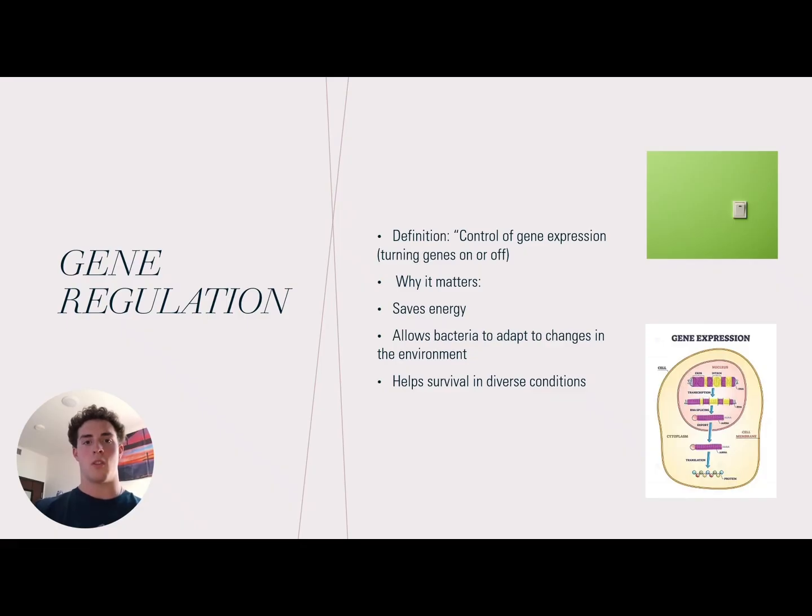Gene regulation is basically the ability of a bacteria to turn genes on or off. This is important because it saves energy and allows bacteria to adapt quickly to changes, like when nutrients are available or when conditions change. Without regulation, bacteria would waste resources making proteins they don't even need.